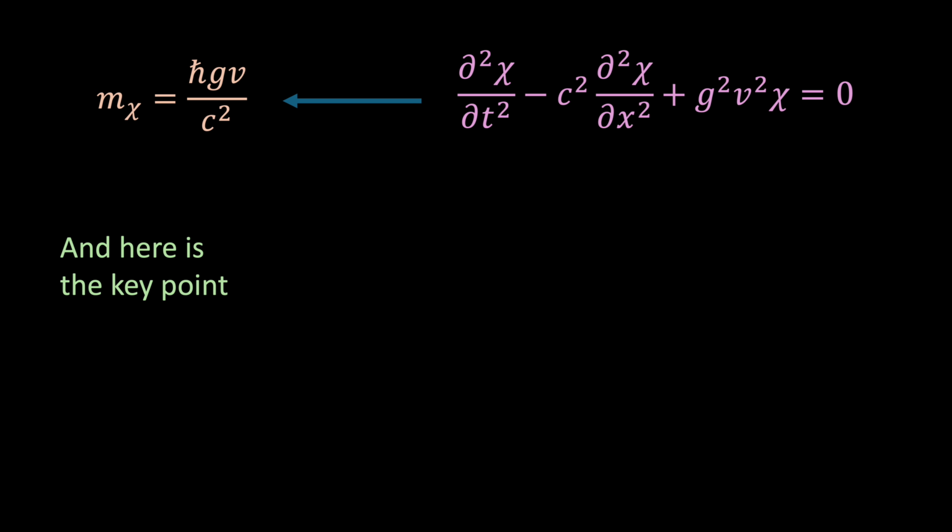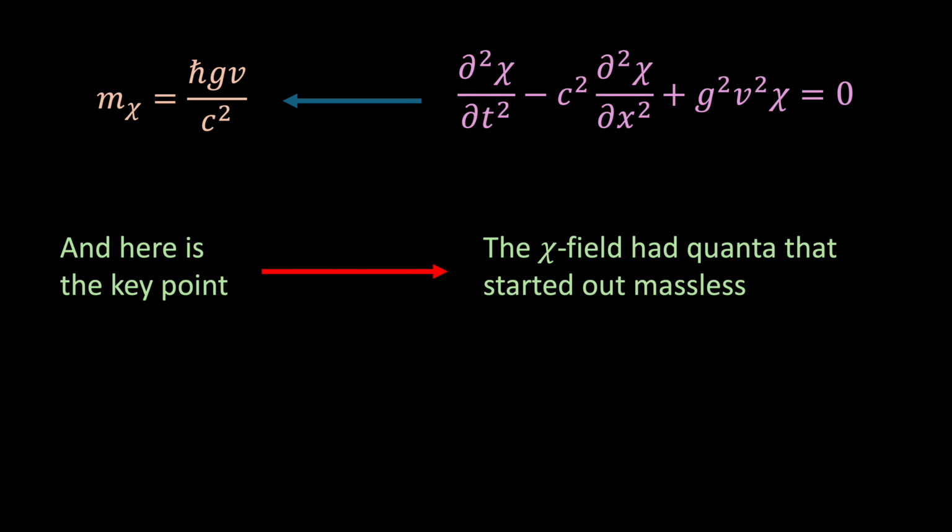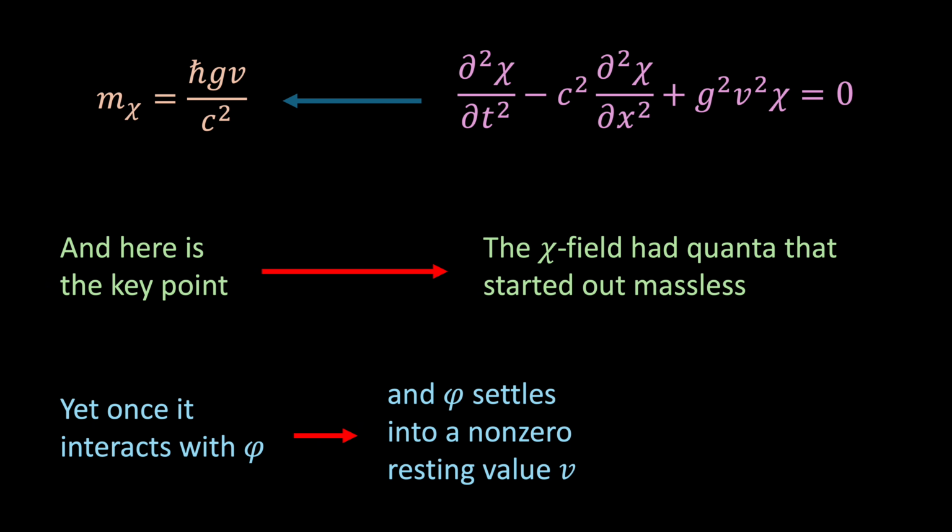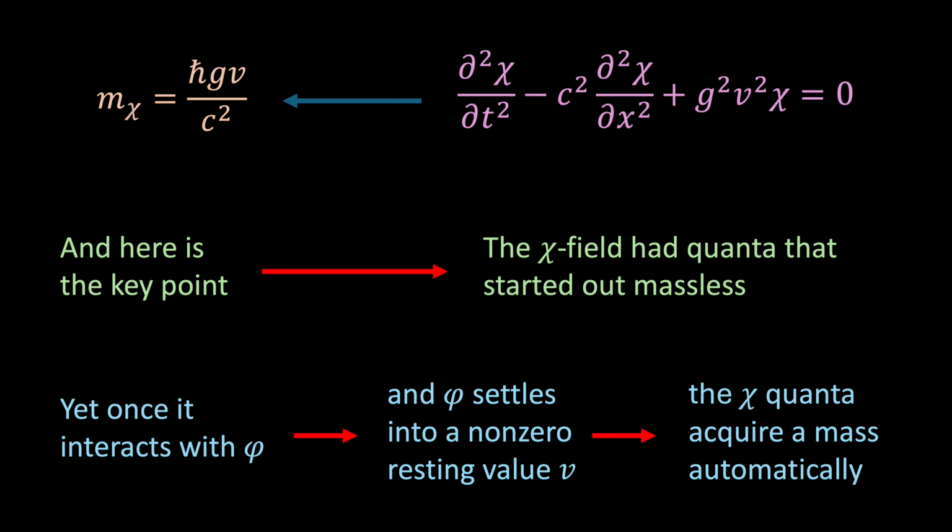And here is the key point. The chi field had quanta that started out massless, yet once it interacts with phi, and phi settles into a non-zero resting value v, the chi quanta acquire a mass automatically. The mass is not something we had to insert by hand, rather it emerged from the interaction with the background value of the phi field. And this toy model captures the essence of what physicists call the Higgs mechanism, mass emerging when a field with a non-zero background value interacts with other fields. In the full standard model, the very same principle underlies how the Higgs field gives mass to the W and Z bosons, quarks and leptons.